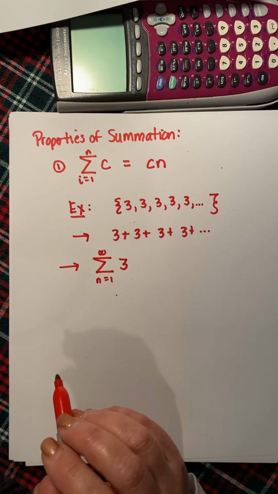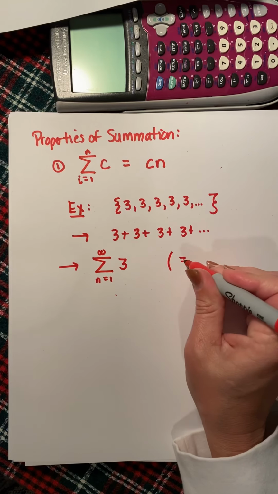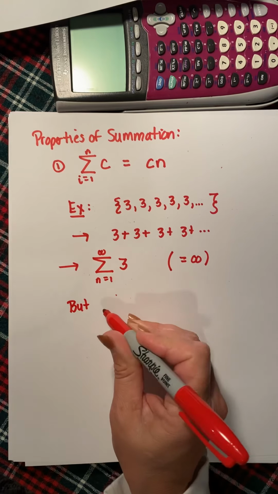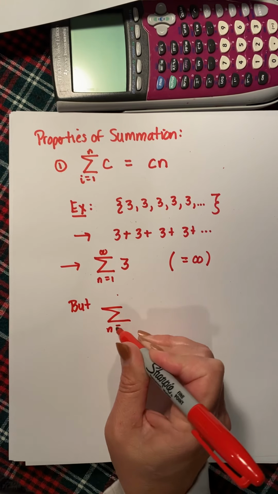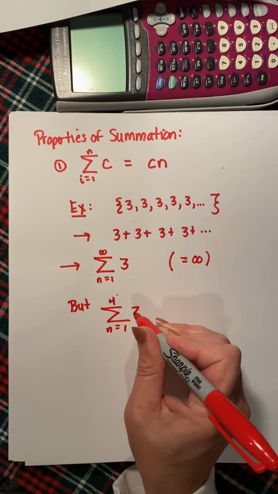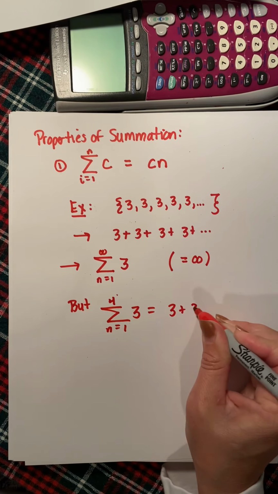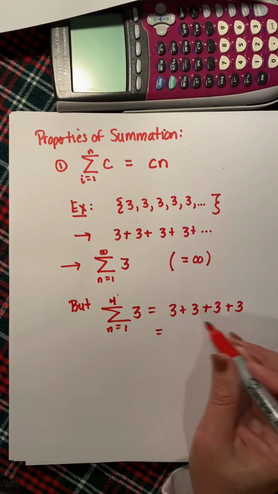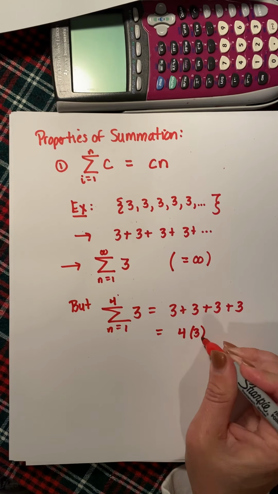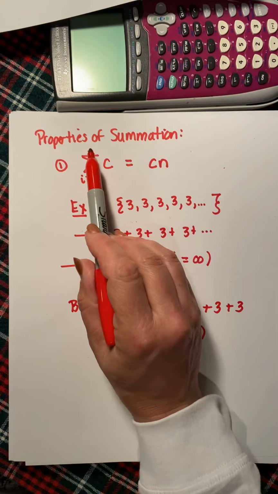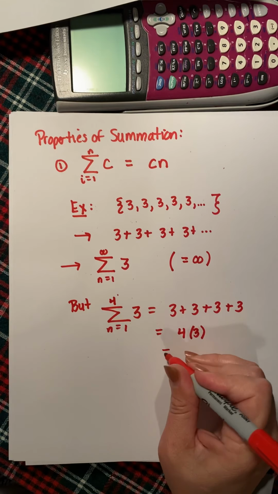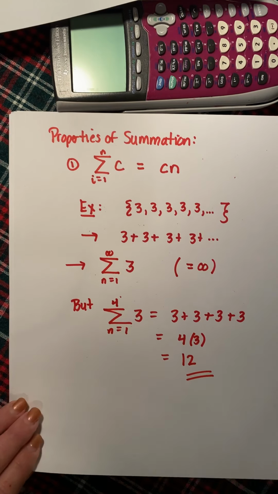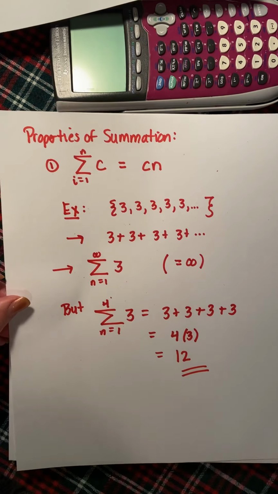Now you can imagine that if we kept adding 3 an infinite number of times, that will equal infinity. But this little template is saying, let's just suppose we add a finite number of 3's, like 1 to 4 of 3's. This just means 3 plus 3 plus 3 plus 3, which is just 4 times 3. That's what this little template is saying. It's how many times you're adding it together, just multiply it by that constant. I don't think it's a super useful template, but it's in your book, so I'm including it.